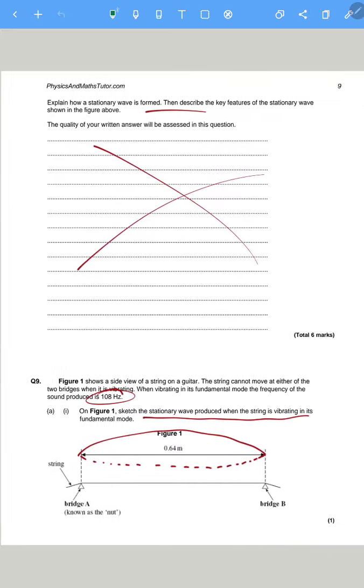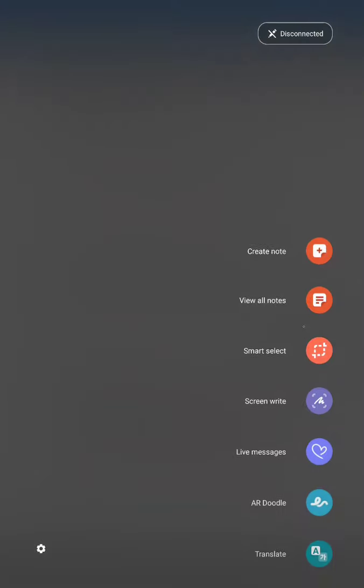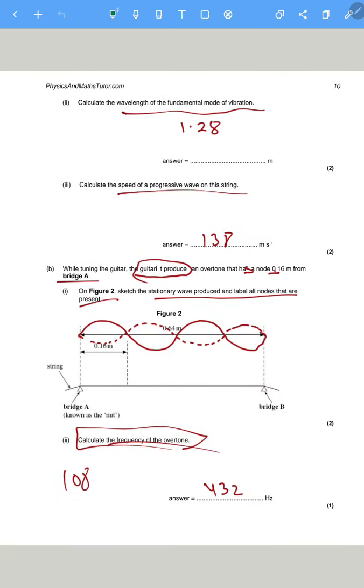Oh no. Okay, then this one I have already answered. And because I got all the marks down, I'm giving myself all the marks here. I don't think it'll make a difference, but I'm giving myself 4, as I got 4 out of 4 on that one. So, 1 loop, nodes on each end. Yep. 1.28, yep. 138, yep. 4 antinodes: 1, 2, 3, 4. Yep. And 430 or 432. Yes.